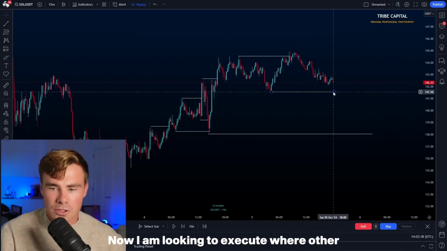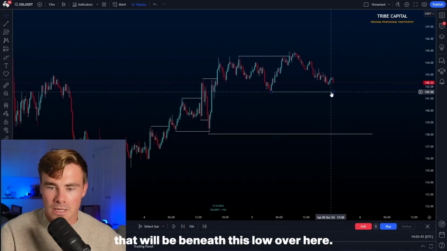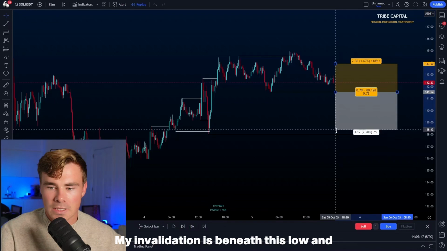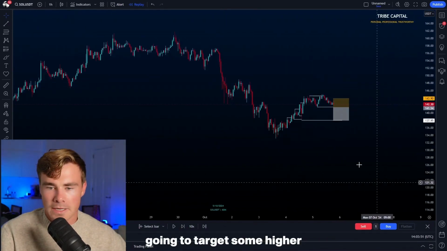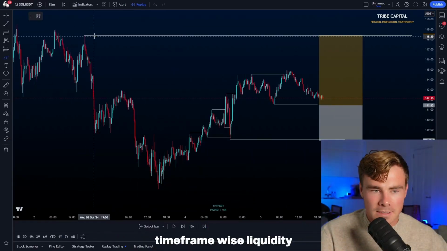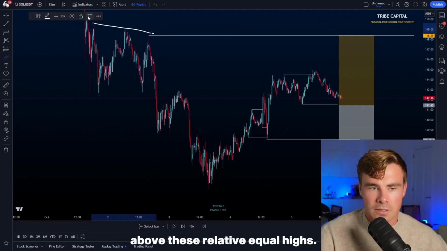Now I'm looking to execute where other people are getting stopped out, and in my opinion that will be beneath this low over here. This is where I execute my trade. My invalidation is beneath this low, and then I'm obviously going to target some higher time frame liquidity for Solana as well. And then we can see that we have some higher time frame buy side liquidity obviously aligning over here above these relatively equal highs.